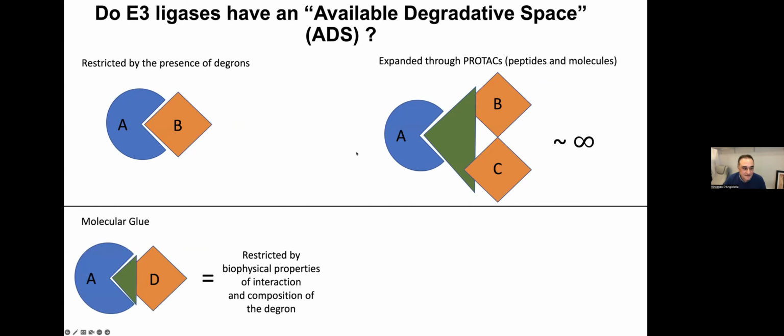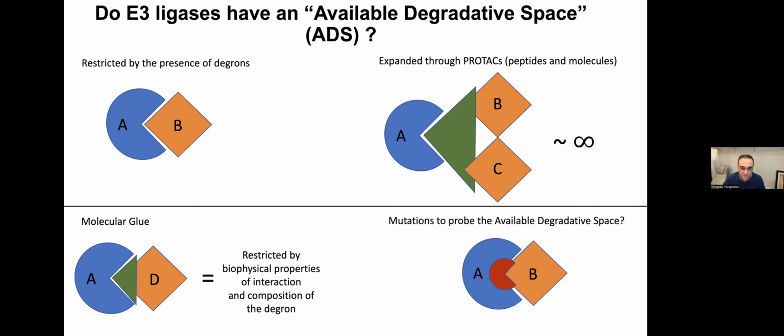But I think that for molecular glues and other small molecules, the available degradative space is quite restricted. There we would have to start designing taking into account the biophysical properties of interaction and the composition of the degron. And most probably one idea is to use mutations to probe this available degradative space to actually identify the potential substrates that we can hijack.